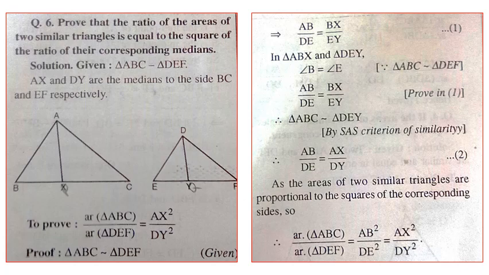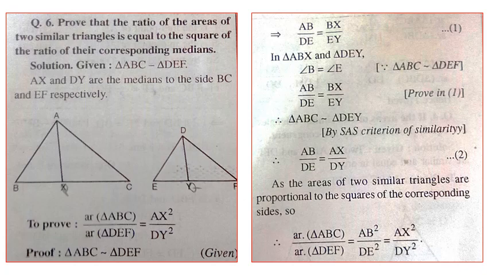Question number 6. Prove that the ratio of the areas of two similar triangles is equal to the square of the ratio of their corresponding medians. Solution. Given that triangle ABC is similar to triangle DEF, AX and DY are the medians of the sides BC and EF respectively. We need to prove that area of triangle ABC divided by area of triangle DEF is equal to AX by DY the whole square. That is AX square divided by DY square.